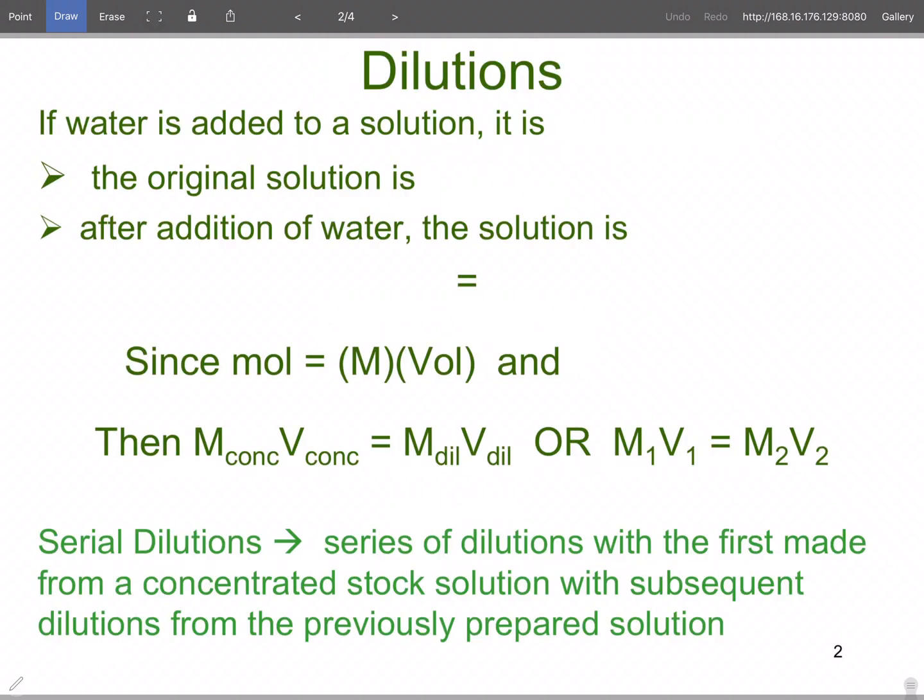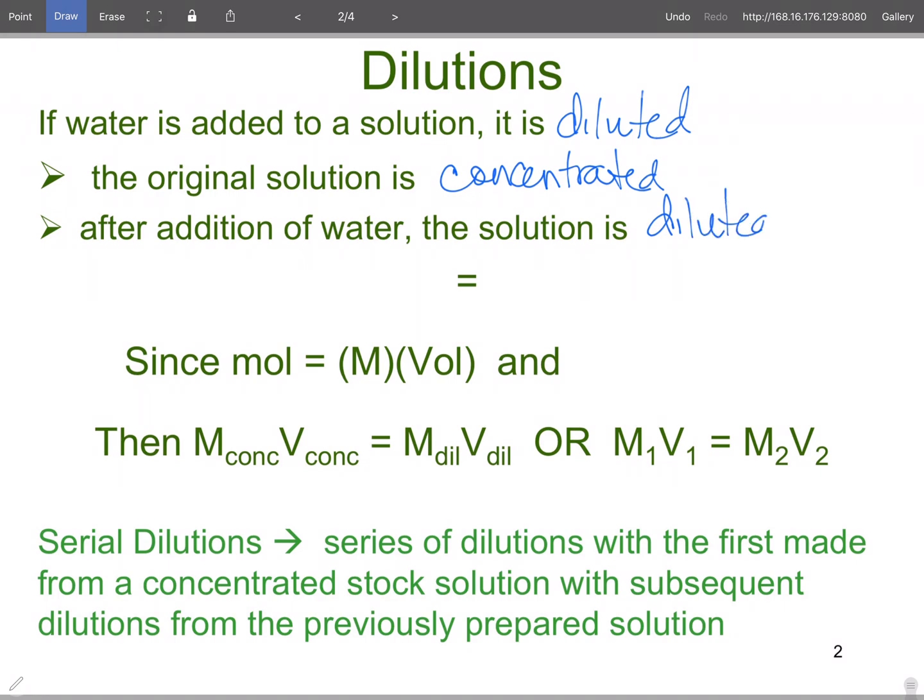If water is added to the solution, it is diluted. We say the solution is diluted. The original solution is concentrated, and it's concentrated because it has more in it. After the addition of water, the solution is said to be diluted. Again, same thing with your orange juice that you buy at the store in the little containers, then you dilute them.